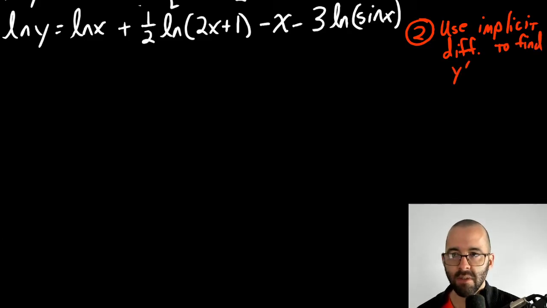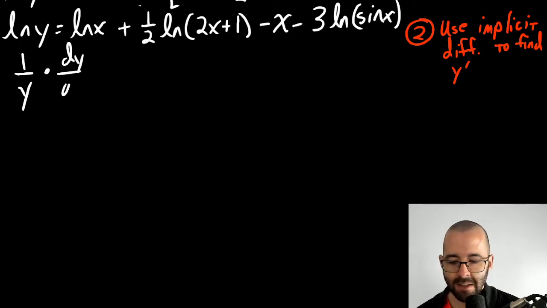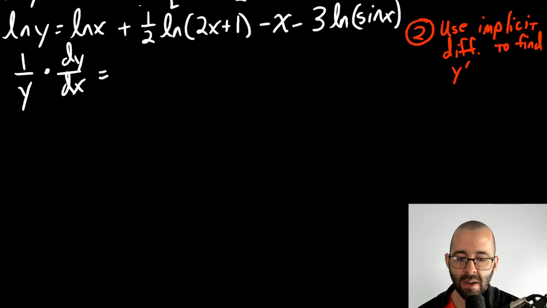So let's take the derivative of both sides. So the derivative of the left-hand side with respect to x, the derivative of natural log, derivative of any logarithm is the reciprocal of the inside, and then you might need a natural log of the base. But the base here is e, so we have a natural log of e right here. It's implicit differentiation, so we have to multiply it by dy dx, because we're taking the derivative with respect to x.